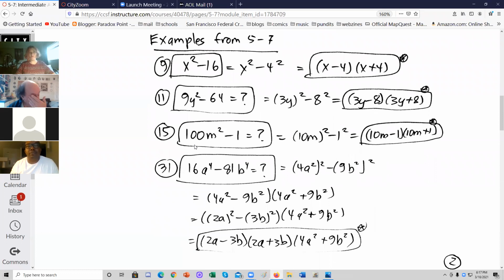Here we have 100m squared minus 1. This 100m squared is the square of 10m. 1 is the square of 1. Difference of squares is difference times sum: 10m minus 1 times 10m plus 1.